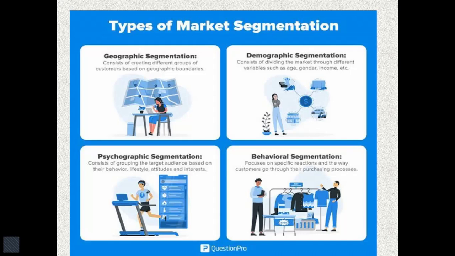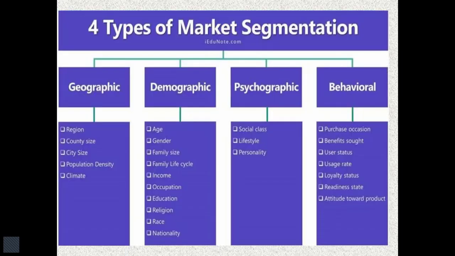Next comes the behavioral segmentation. One needs to understand that psychographic attributes are related to the person's own attitude and preferences, whereas behavioral is always towards the product. So it's the specific reaction and the way customers go through their purchasing processes, for example, their benefit sought, their usage rate, their loyalty status. All these things lie in the behavioral segmentation.